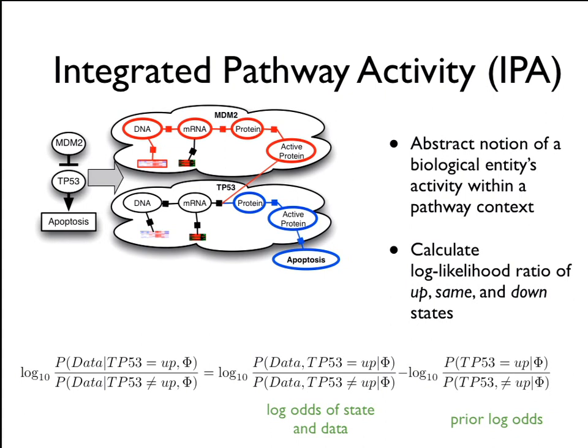For each gene, what we're doing is we're looking at just its one factor graph, and we want to calculate its activity. And we start with the 3 possible variables.